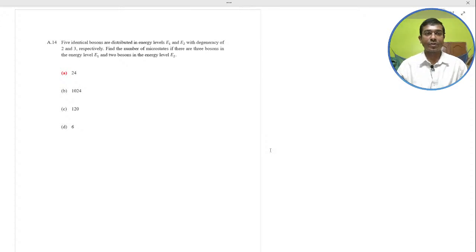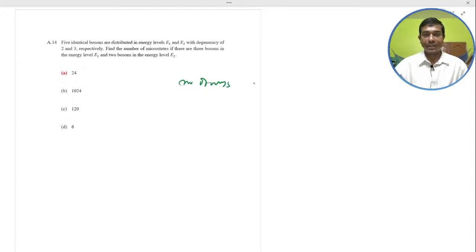Five identical bosons are distributed in energy levels E1 and E2 with degeneracy of 2 and 3 respectively. Find the number of microstates if there are 3 bosons in the energy level E1 and 2 bosons in the energy level E2. So the number of ways, simple, just apply the formula.